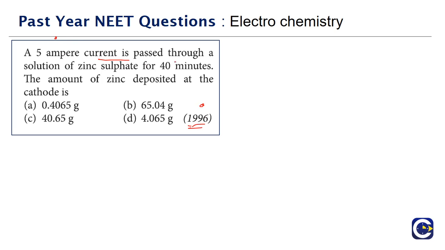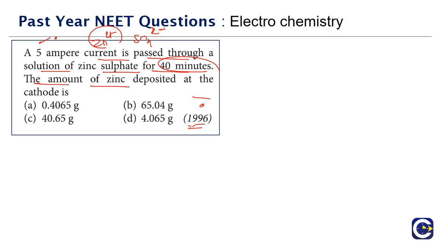5 ampere current, it's a question based on Faraday's laws of electrolysis. 5 ampere current is passed through a solution of zinc sulfate, means it contains zinc 2 plus ions and SO4 2 minus ions, for 40 minutes. So current is given, time is given. If you multiply current with time, of course, we should convert the time into seconds, then we will get the charge that is passed into solution in terms of coulombs.